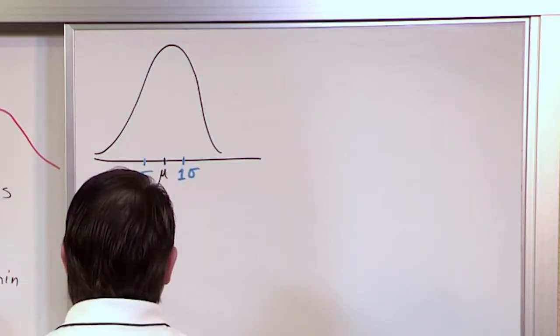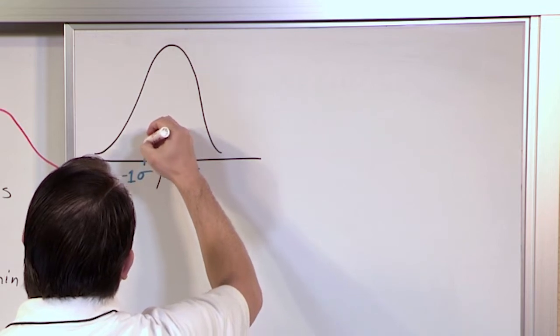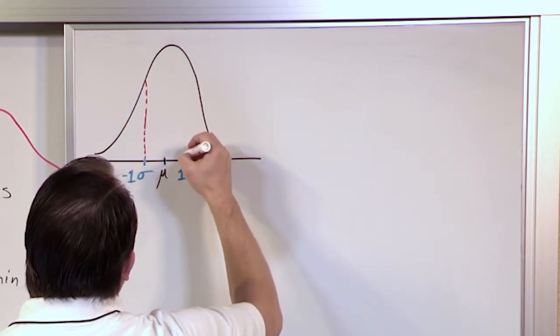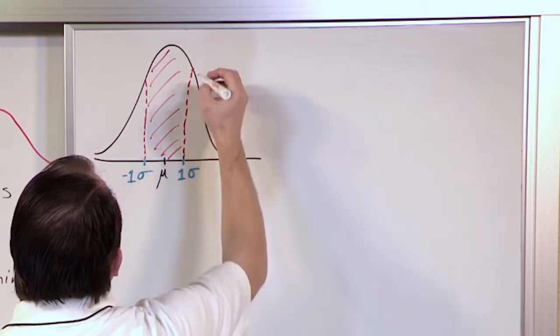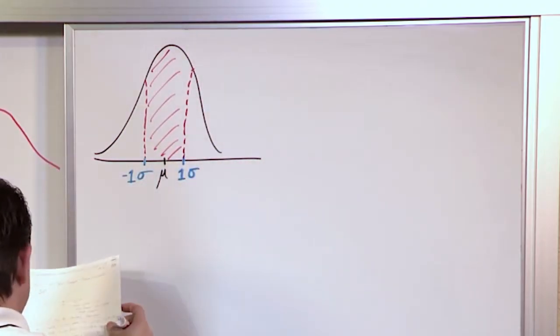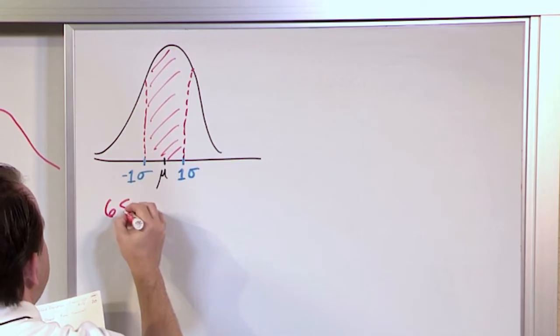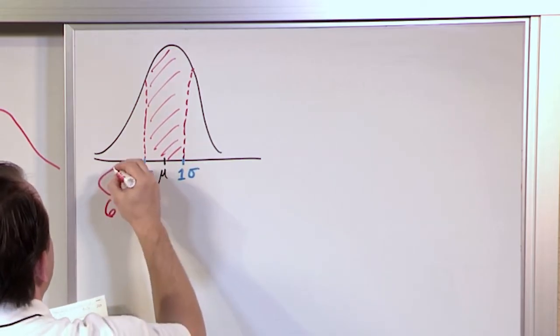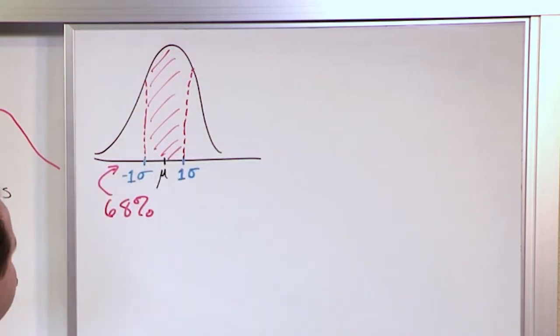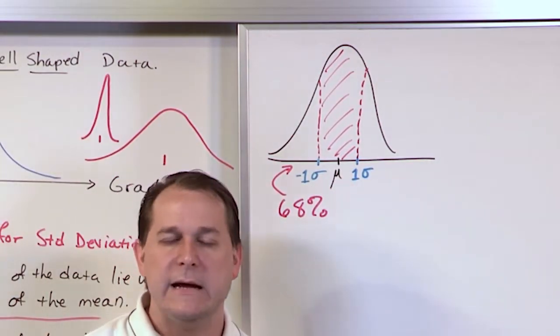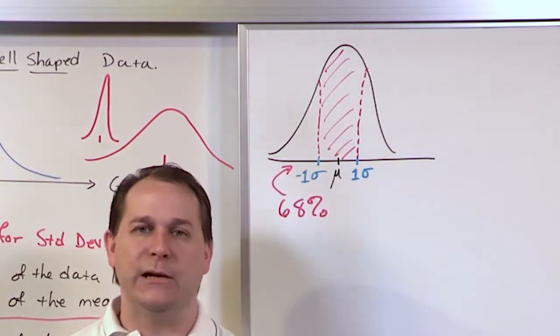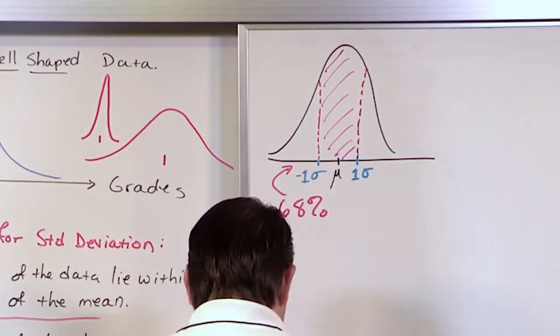Then if I look at this and shade it, what this means in this particular case is that 68% fall inside this range. 68% fall inside of plus or minus 1 sigma about my mean. In a graphical way, this is saying exactly what we wrote down here.